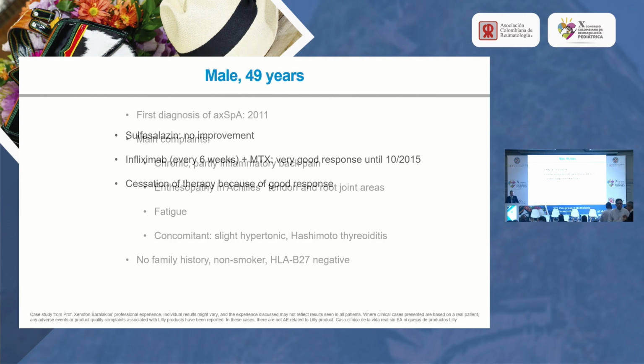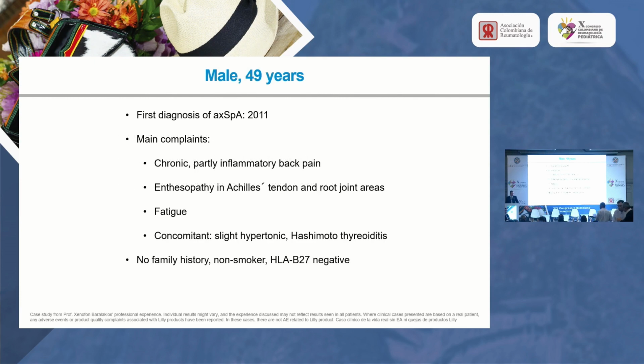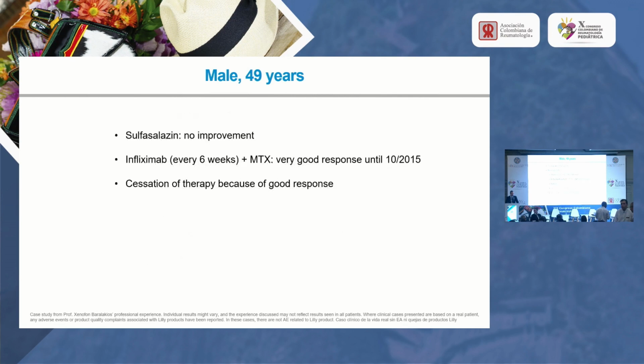In that case, and especially because of the peripheral symptoms, she had received, from what I could retrieve from the records, sulfasalazine. We know that it works in some patients, but not in everyone, for peripheral involvement. She was not doing well. She got infliximab plus methotrexate, which I do not prefer, to be honest, because I don't see the reason for giving methotrexate in spondyloarthritis. But in any case, she had a very good response, and she stopped the treatment.